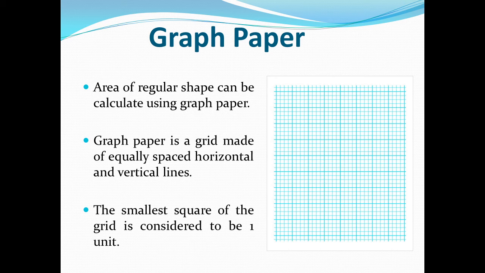A grid can be a square centimeter grid or a square millimeter grid. If you want to measure the area of any regular shape using graph paper, then first of all you will place that object on the graph paper and draw its outline and remove that object, then count the number of full squares and then count the number of half squares. Then you will use the formula: area of the object is equal to the number of full squares plus 1/2 the number of half or more than half squares. So by using this method you can measure the area of any regular object using graph paper.